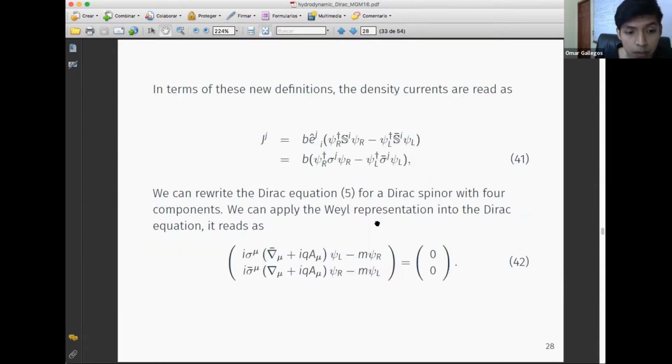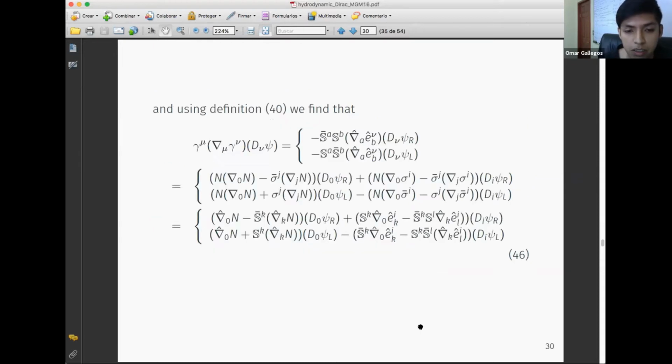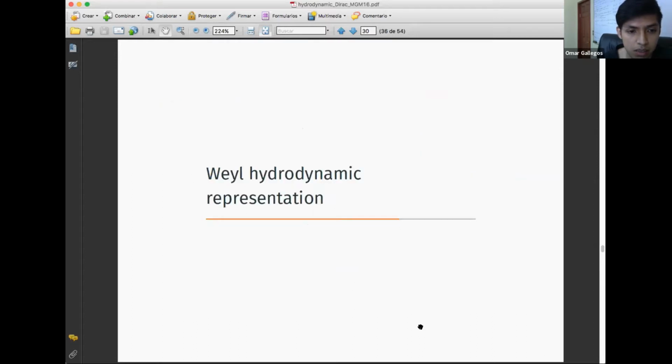And with this new representation, we can write the Weyl equations. The Weyl equations are given in 42, and the other terms that appear in the Dirac representation can be transformed in this new representation like this, in these forms, and they are more conveniently written in this form for the hydrodynamic representation.